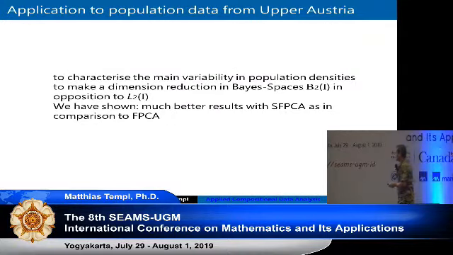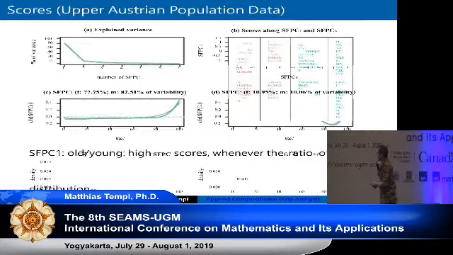So, a last example, applied to the population data from Upper Austria. We want to characterize the main variability in population densities from each of the 57 municipalities, the age counts. We are interested in comparing them. And we can show that we have much better results now with this FPCA than with the classical approaches. So just in short, we see here the explained variance. The first principal component explains about 80% of the variation in our data, the second about 10%.